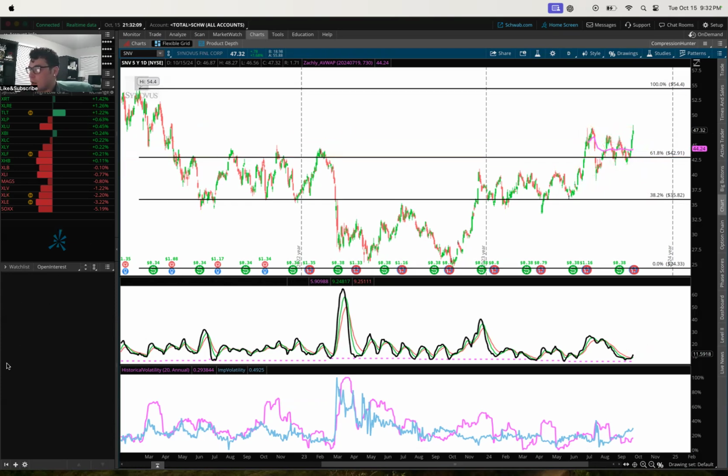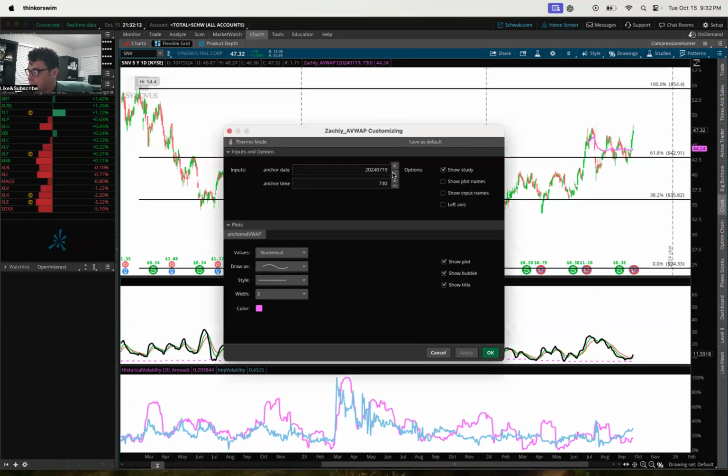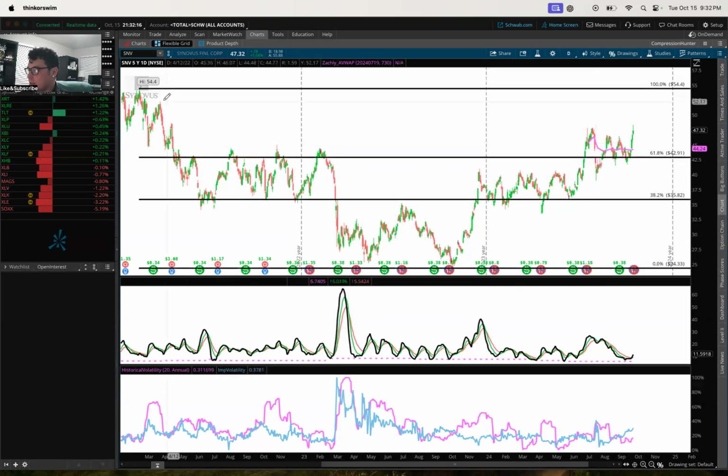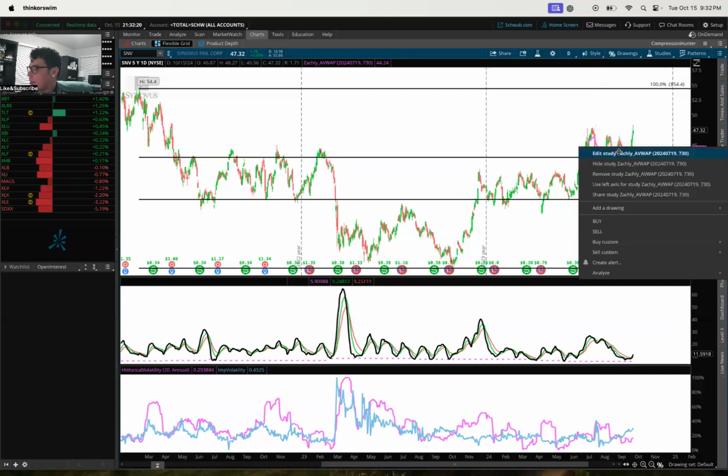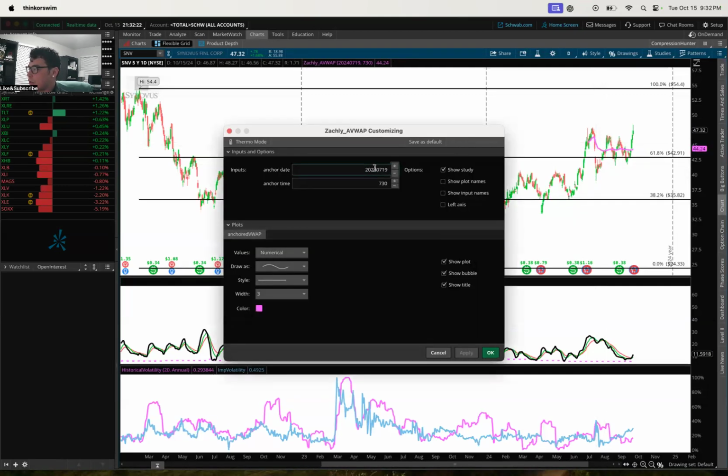You could come in here and change your anchored VWAP to a specific date that you wanted to. All right, if we were to do something like this and change it back here to the highs just so you could see when buyers regained control of the price action, we'll do that real quick.